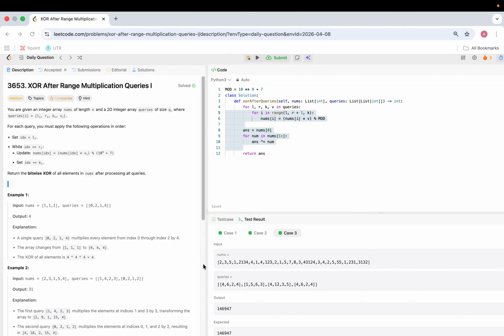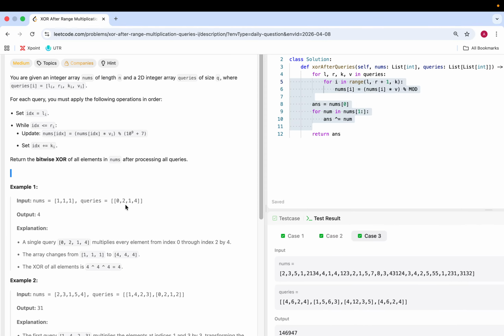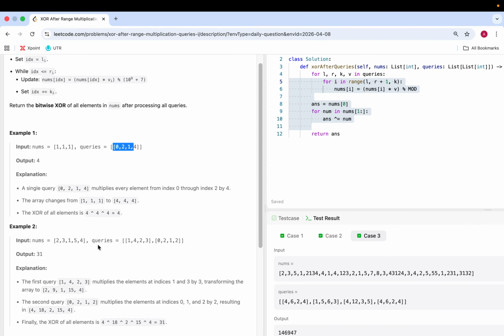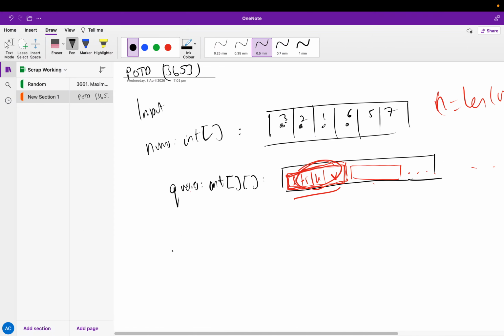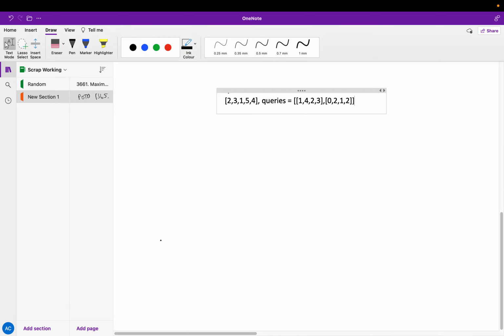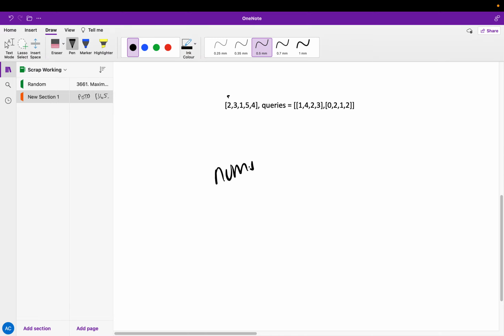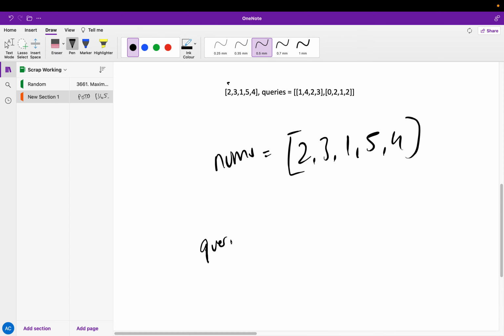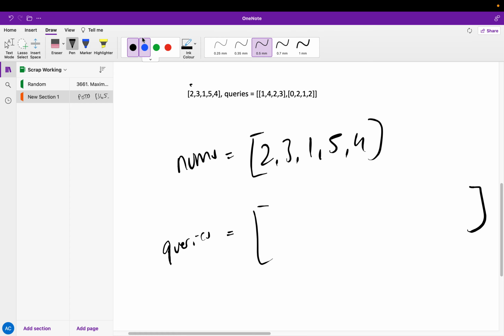Let's take an example, because I think that will make my life a little bit easier. This is only one query. Let me do one with 2 queries. Maybe this one's good. All right, so we got nums is equal to 2, 3, 1, 5, and 4. And you got queries, which of course is a 2D array, but I'll do each individual query in red. We've got 1, 4, 2, and 3. And we've got 0, 2, 1, and 2.